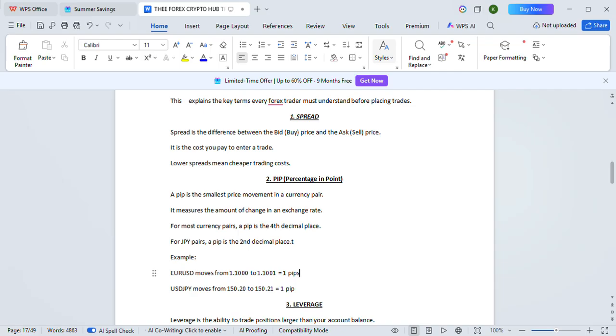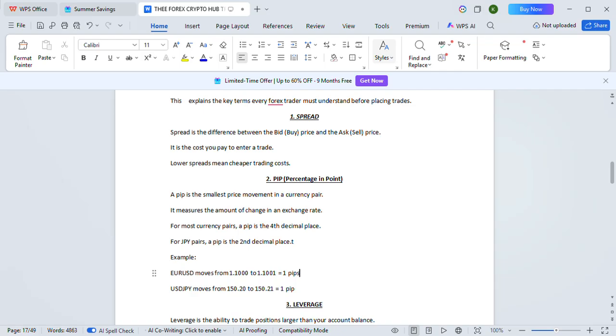For most currency pairs, a pip is the fourth decimal place. That is for currency pairs, most of them. But for Japanese yen pairs, a pip is the second decimal point, and for gold it is the first decimal point. When I talk of these decimal points, it is because when you are calculating pips, you will be using those decimal points.